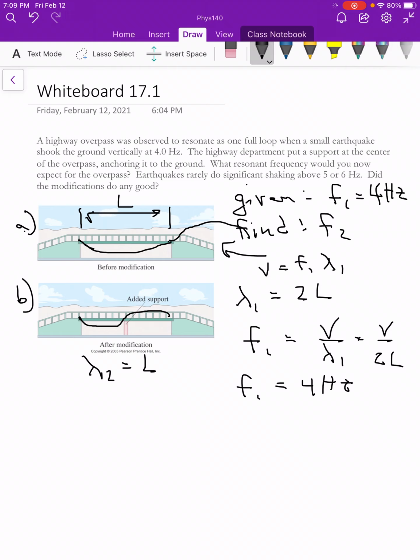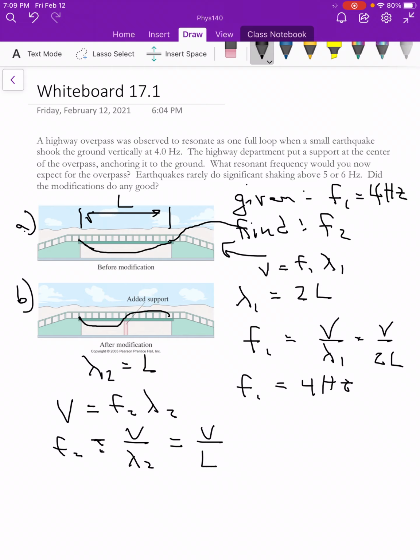So a full wavelength, adding them up, I would have full lambda, and that's going to equal L. And if I want to think about V, same velocity, because the earthquake wave has the same speed, now I'm going to have F2 times lambda 2. So F2 is equal to V over lambda 2, and plugging that in, F2 is equal to V over L.